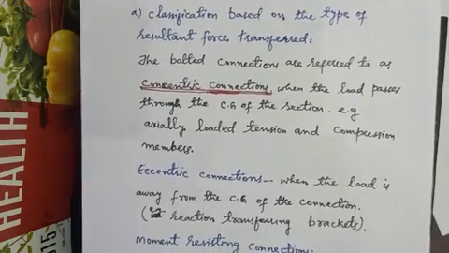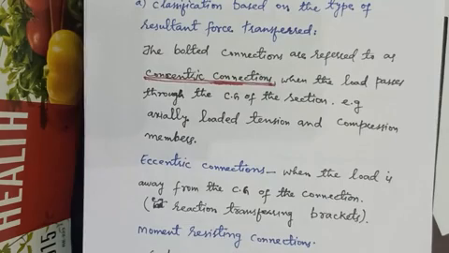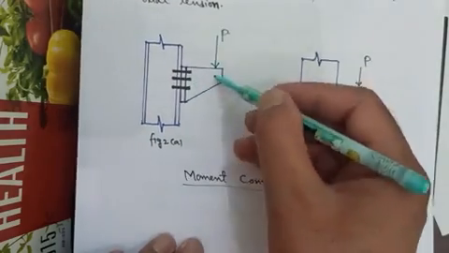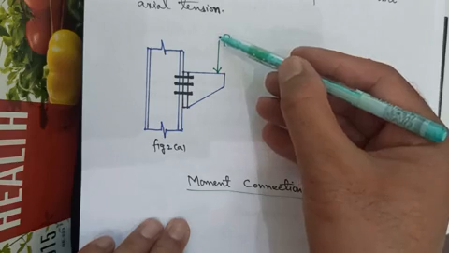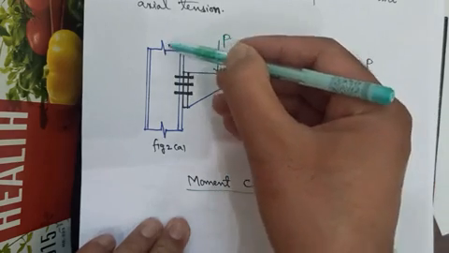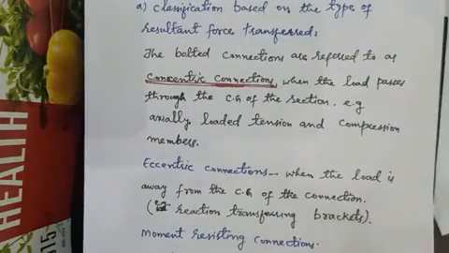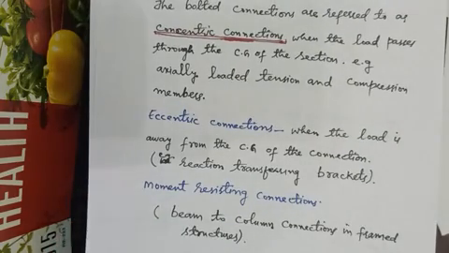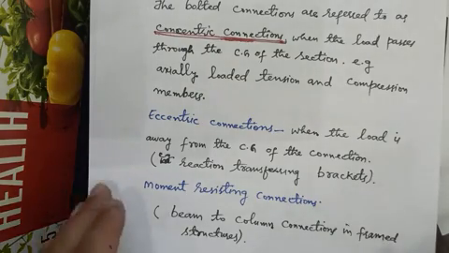Similarly, we have eccentric connections, that is when the load is away from the CG of the connection. For example, we have the reaction transferred from the brackets to the column. As you can see, this is the eccentric connection, this is also an eccentric connection, because the CG of the load is away from the CG of the joint. Similarly, we have moment resisting connections, that is beam to column connections in portal structures are generally moment resisting connections.